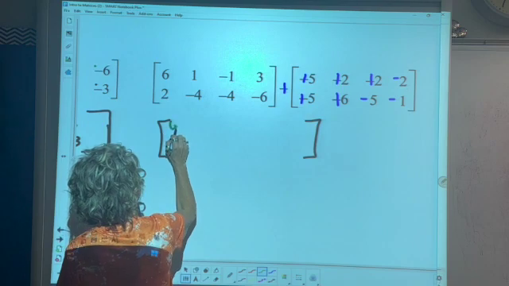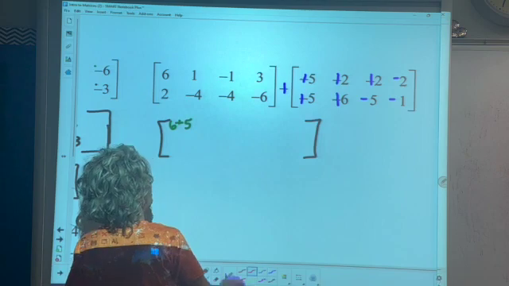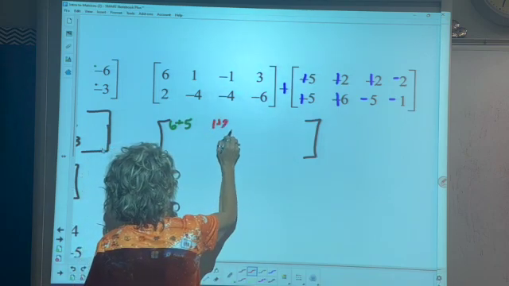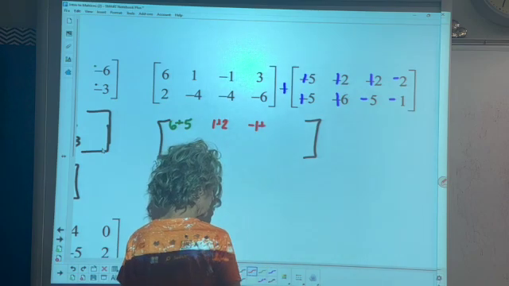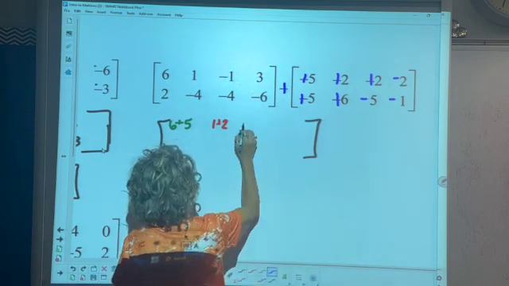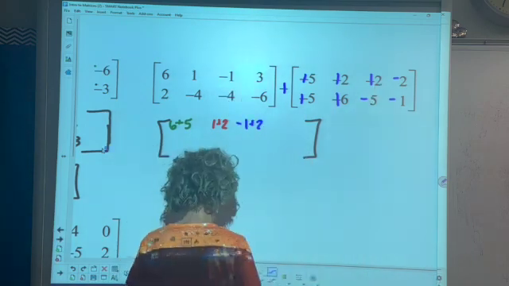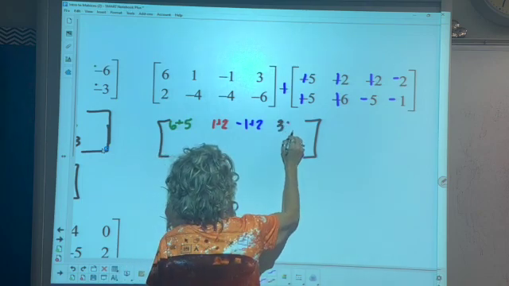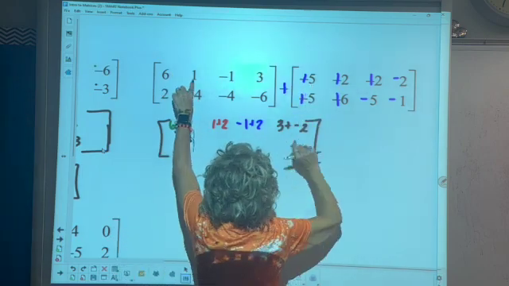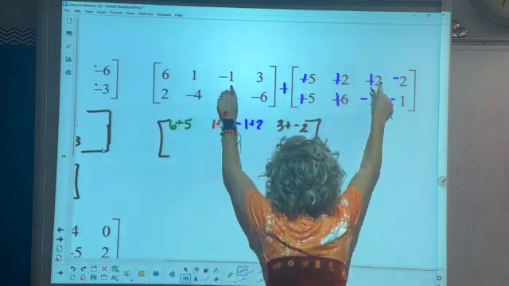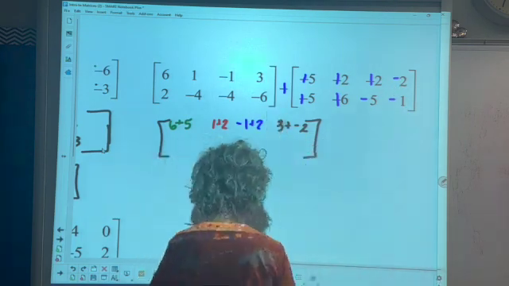But I'm going to have a 6 plus a positive 5 in the first. Then I have 1 plus 2 in my second. I have a negative 1, let me change my colors. A negative 1 plus 2. This negative 1 goes to this 2. And then I've got 3 plus a negative 2. So I took 6 and added 5, 1 and added 2, negative 1 and added 2, a positive 3 and subtracted 2 because I made an addition problem.